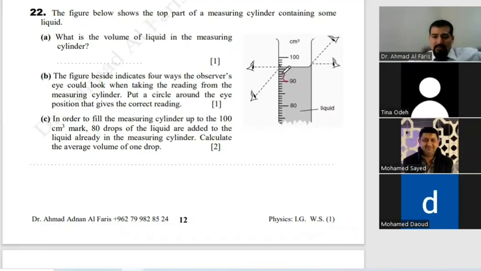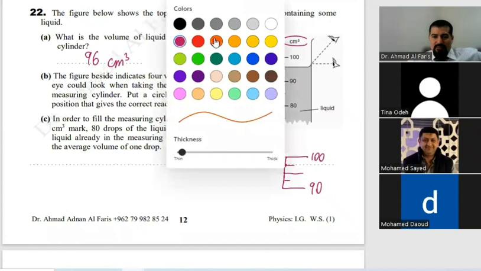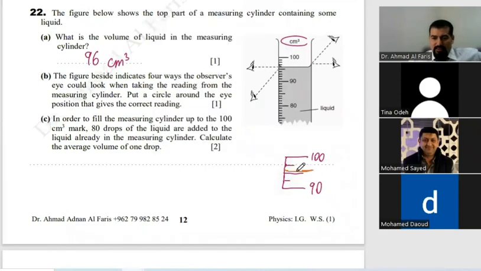90, 91, 92, 93, 94, 95, 96, 97, 98, 99, 100. So the volume here is what? 96. That's it. What's the unit? Exactly, centimeter cube. Bravo. So sometimes the scale is clear, other times the scale is not clear. For example, if they put 100 here, and they put 1, 2, 3, 4, and this is 90, and the liquid is somewhere here, how much is the volume in this situation? We don't know. Maybe it's 96, similar to this one.